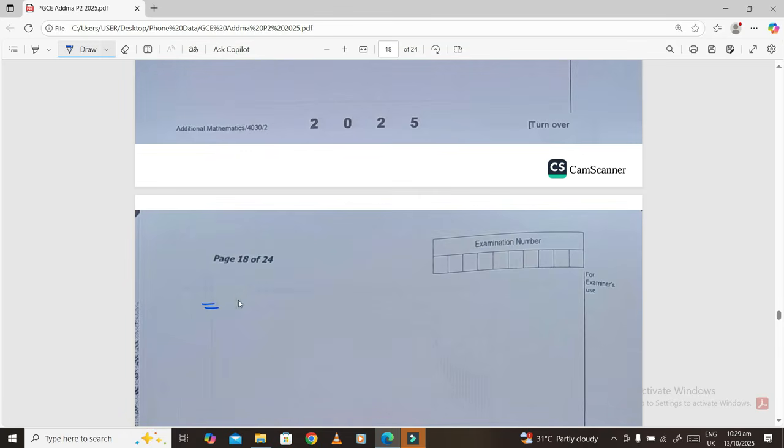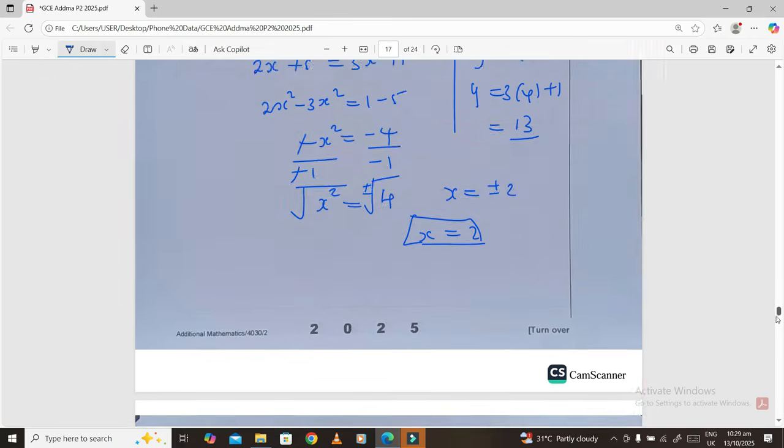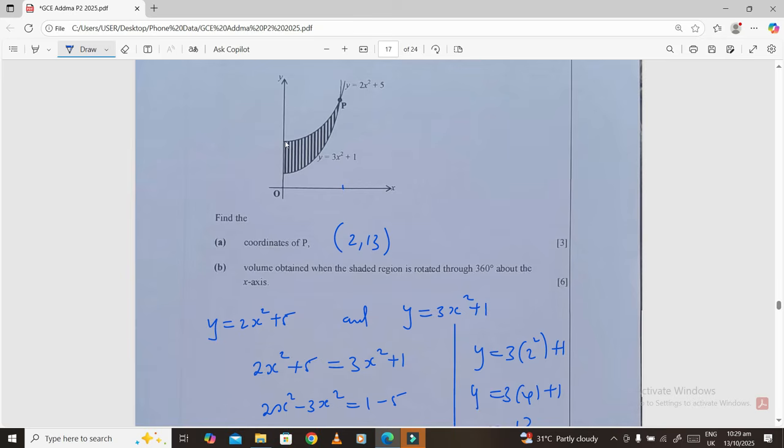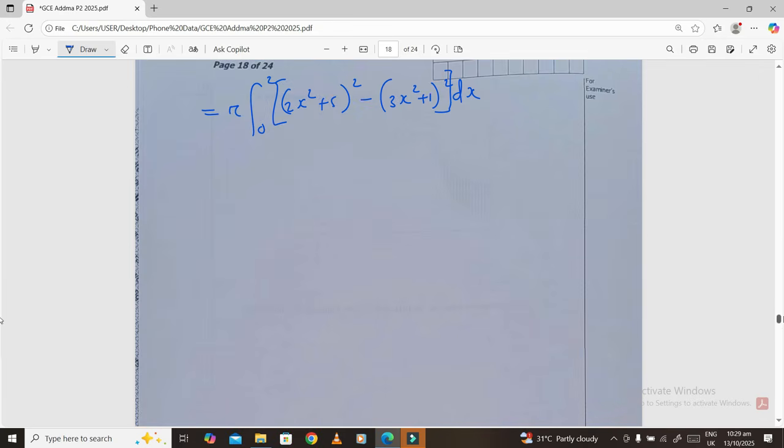For question B, we can say the volume is equal to pi integral from 0 to 2 of 2x power 2 plus 5, all squared, minus 3x squared plus 1, all squared, and then dx. What is happening here is that we just get these limits, from 0 all the way to 2. Then start with the top equation, which is this one squared, minus the bottom equation, which is this one. And this is what we've done here.